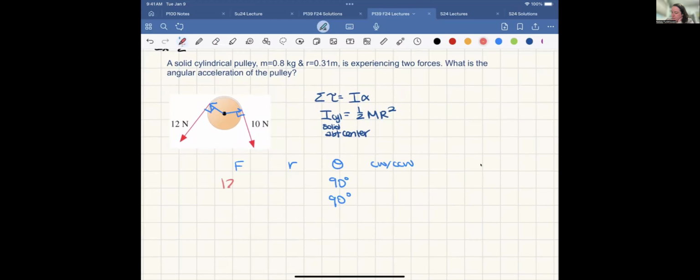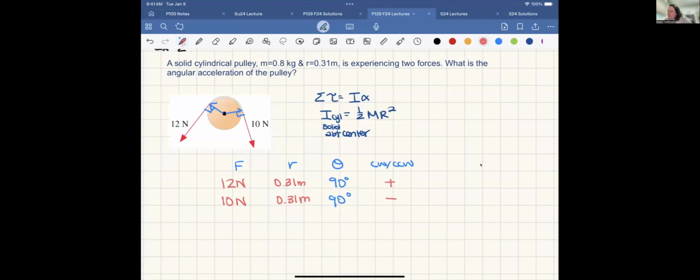And our first force we'll say is 12 newtons, the second force is 10 newtons, and then the distance is the same for both of them, it's just the radius, so 0.31 meters. And then the 12 Newton force would cause the pulley to spin counterclockwise, which is positive. The 10 Newton would cause it to spin clockwise, which is negative.